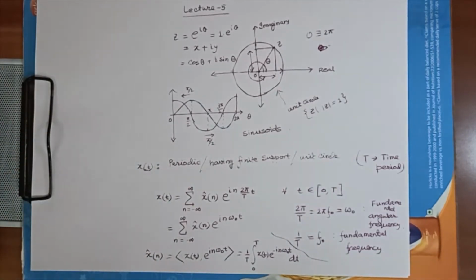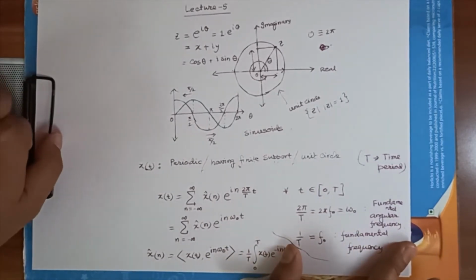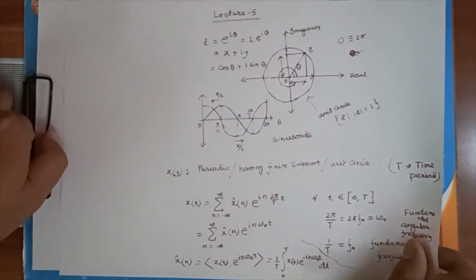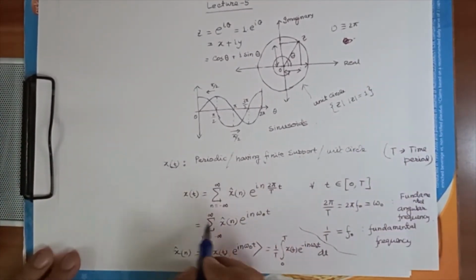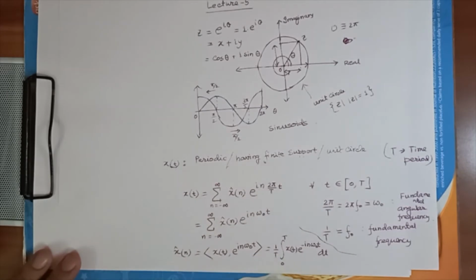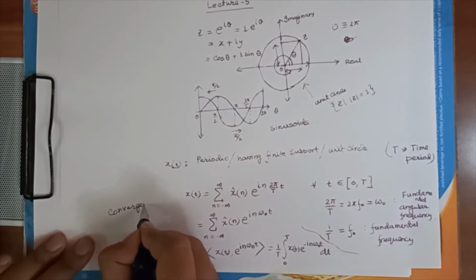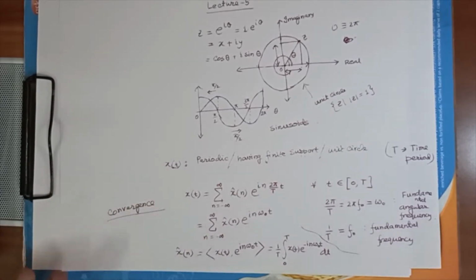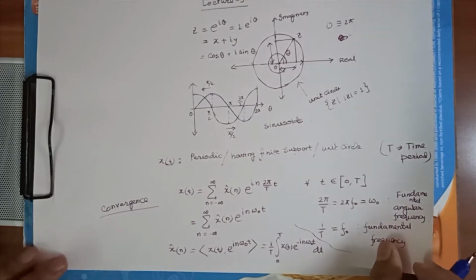Combining these two, from x(t) you are getting the coefficients, and from the coefficients you are getting the signal back. Now, what condition should x(t) satisfy such that this Fourier series exists, or this infinite sum converges to x(t) in some particular sense? This question of convergence will come again and again. We'll talk about different types of convergence and what makes sense in a particular problem. But before that, let us state a few sufficient conditions.